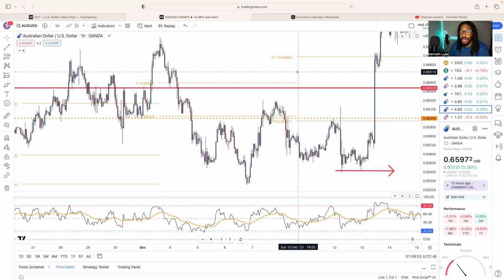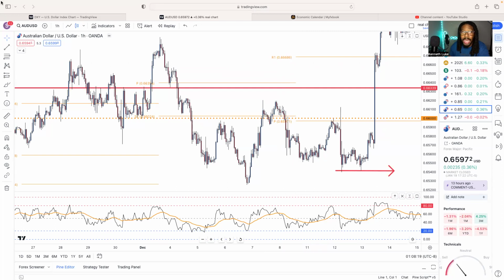So you don't want to just do it straight off that. You want to be able to use this as a confluence. Let's just say it takes you 5 confluences to get in. You already got 4. You want to add this one as a fifth one to be able to understand when to get into the market, all right?